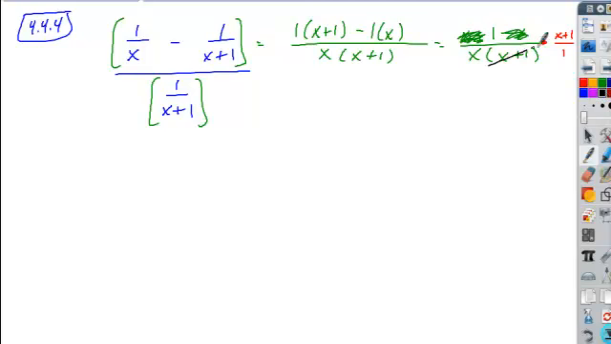and my last step is to cancel any common factors. So I can cancel my binomial factor, x plus 1. That's all I have to cancel. So I'm left with 1 across the top and just x in the denominator.